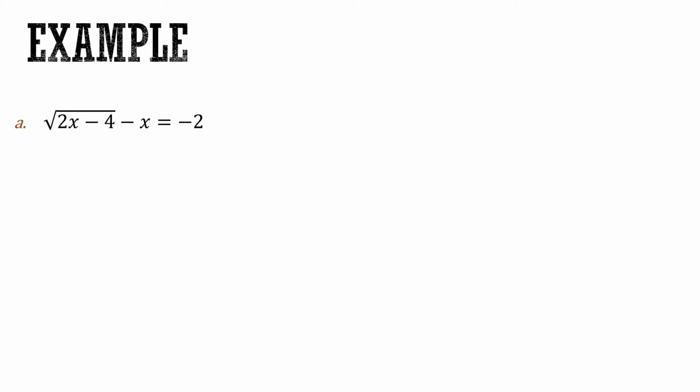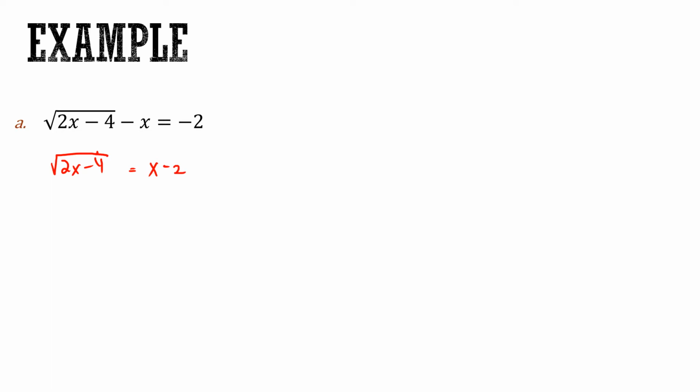Example number 2. Square root of 2x minus 4, minus x, equals negative 2. We need to isolate again one side of the equation with the radical terms, and the other side are numbers or terms which are not radical. So in this case, I need to move negative x to the other side of my equation. So we can write this as square root of 2x minus 4 equal to, negative x will become positive x, then just simply copy minus 2.